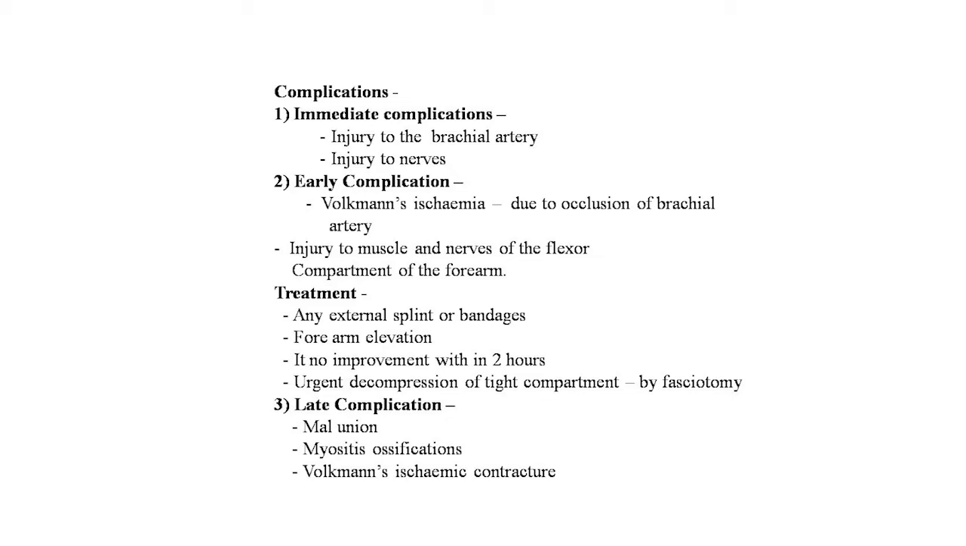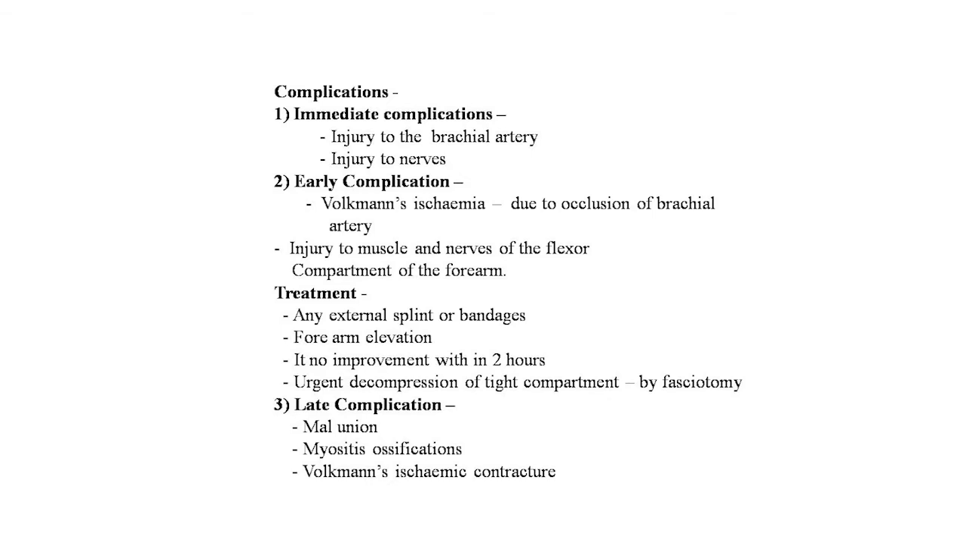Now the complications in supracondylar fractures of the humerus: immediate complications, early complications and late complications. First, immediate complications: injury to the brachial artery and injury to nerves. Early complications are Volkmann's ischemia due to occlusion of the brachial artery, and injury to the muscles and nerves of the flexor compartment of the forearm.